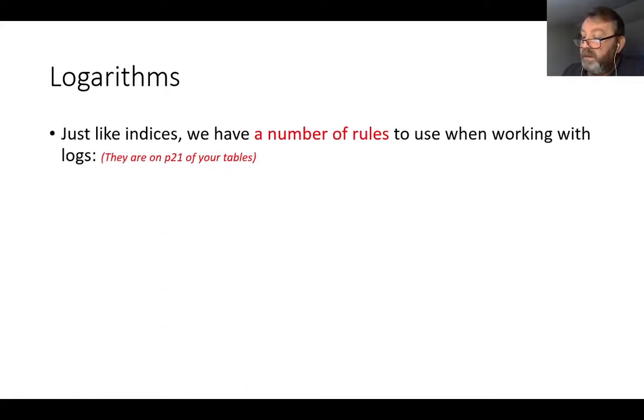Just like indices, we have a number of rules to use when we're working with logs. Now they're on page 21 of your tables and they're in the middle. So you've got the first column on the left hand side, which is your indices. Then you've got the middle column, which happens to be your logarithms. There's about 6 or 7 of them in the tables. I've gathered them into 5 important ones that are the ones that come up most often.